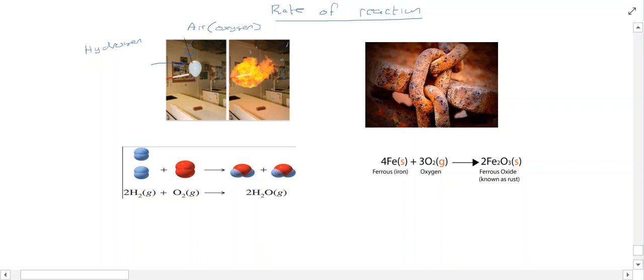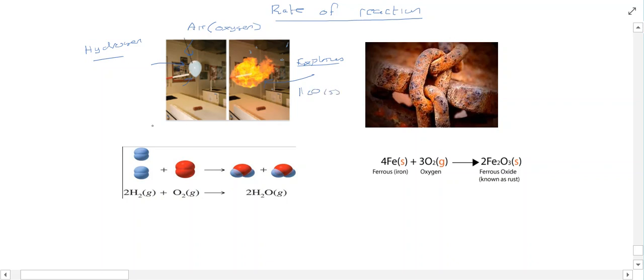So if you take a lit splint, for example, and you put it into contact with hydrogen, you get this huge explosion. You get this really fast change. The hydrogen, in the presence of heat supplied from the flame, connects with the oxygen very, very quickly. It causes this massive reaction and it releases water vapor, H2O, in gas form.